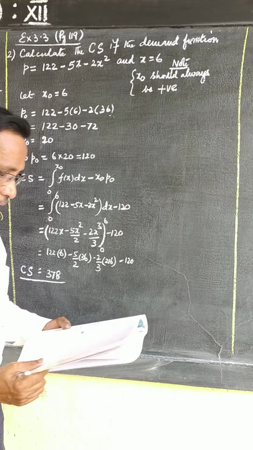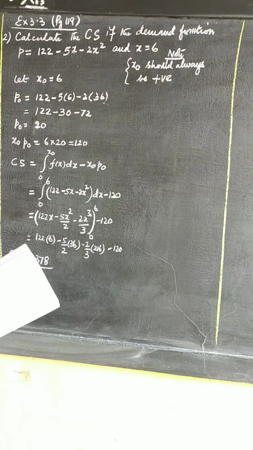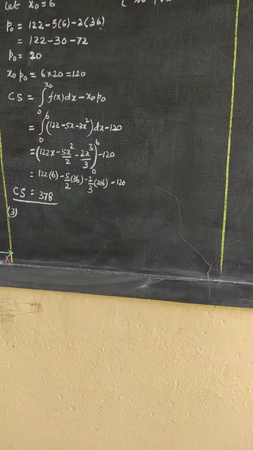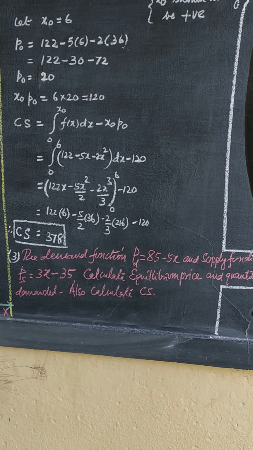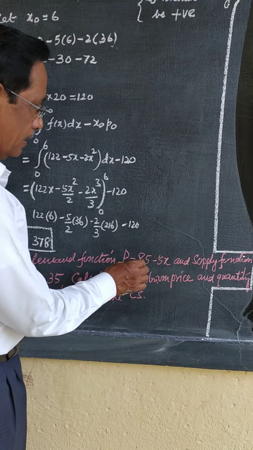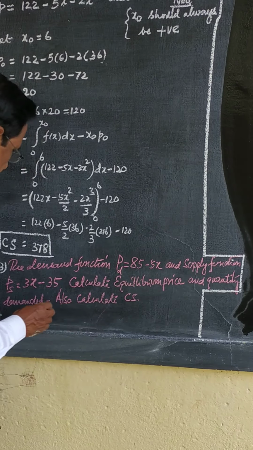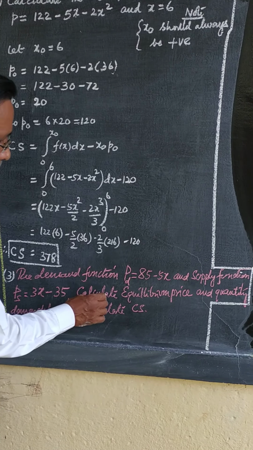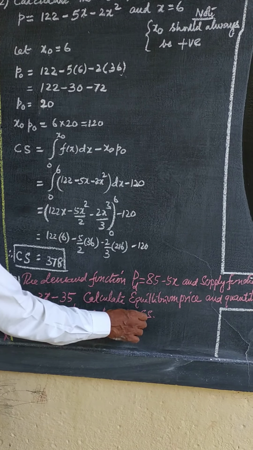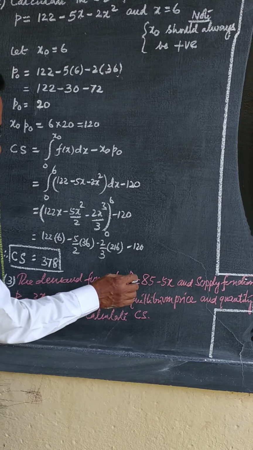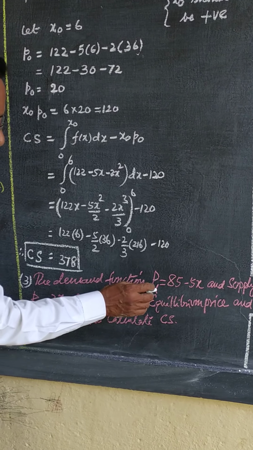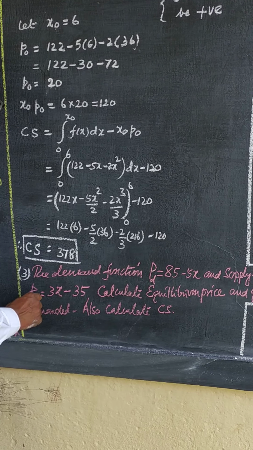Now we shall take this problem number 3. The demand function P_D is equal to 85 minus 5x and supply function P_S is 3x minus 35. Calculate equilibrium price and quantity demanded. Also calculate consumer surplus. Now in the problem it is given for demand function and supply function; I just have written here demand P_D and supply function P_S.